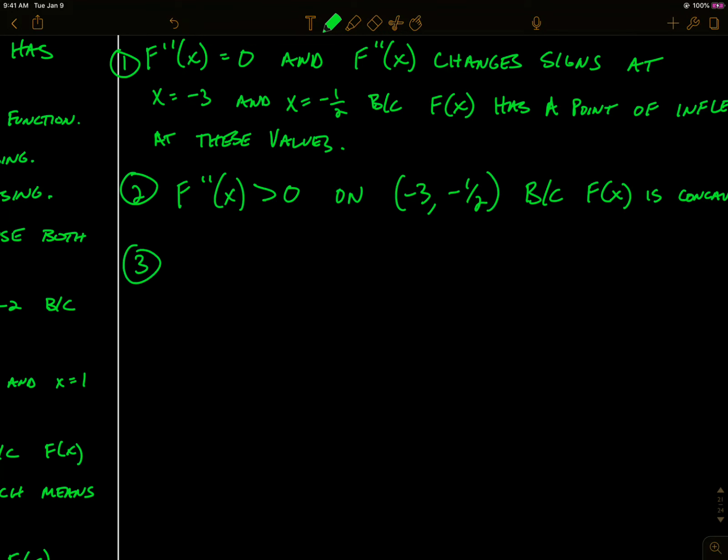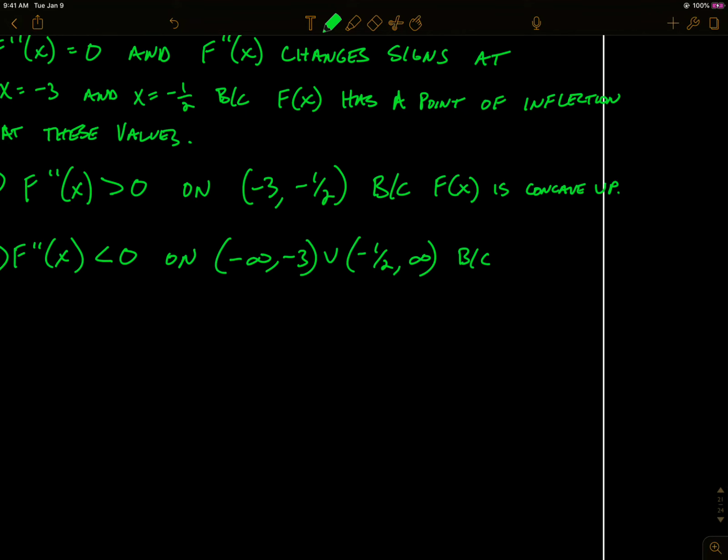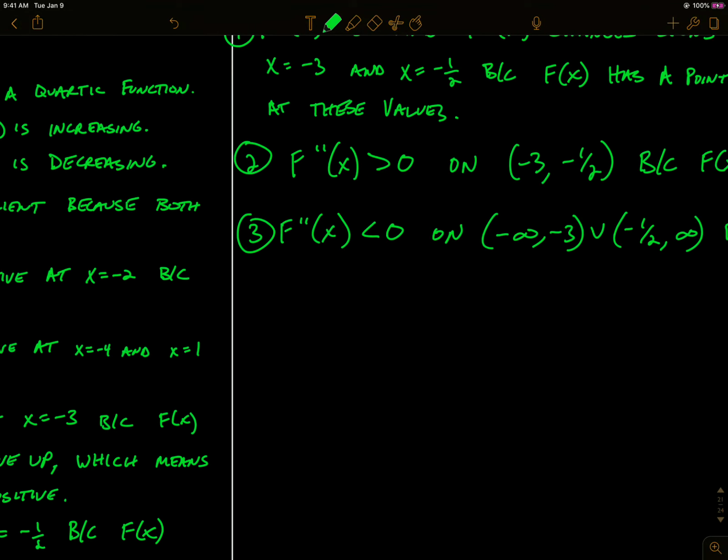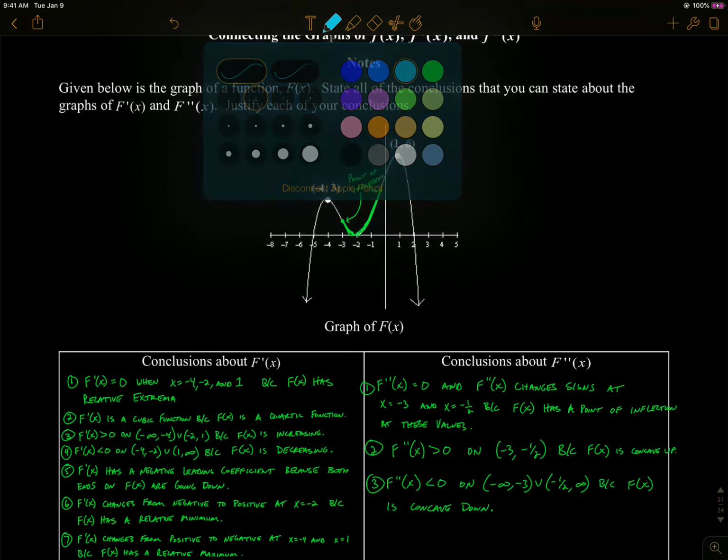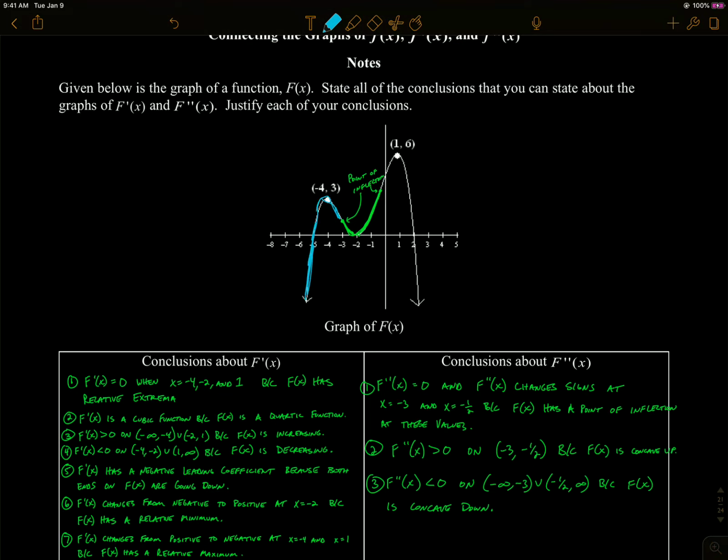So then we're going to do the vice versa. We know that the second derivative is negative on the intervals negative infinity to -3 union -1/2 to infinity, because f of x is concave down on those intervals. Wherever the graph is concave down, that means the second derivative was negative. So these blue parts are the spots where it's concave downward, which makes sense.